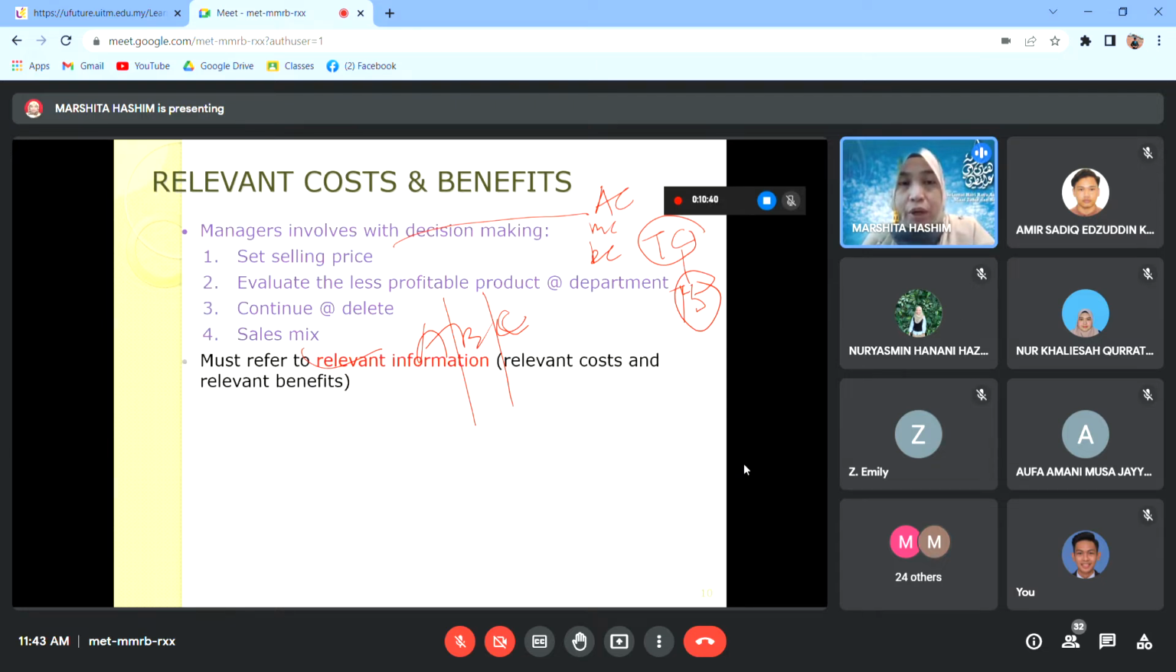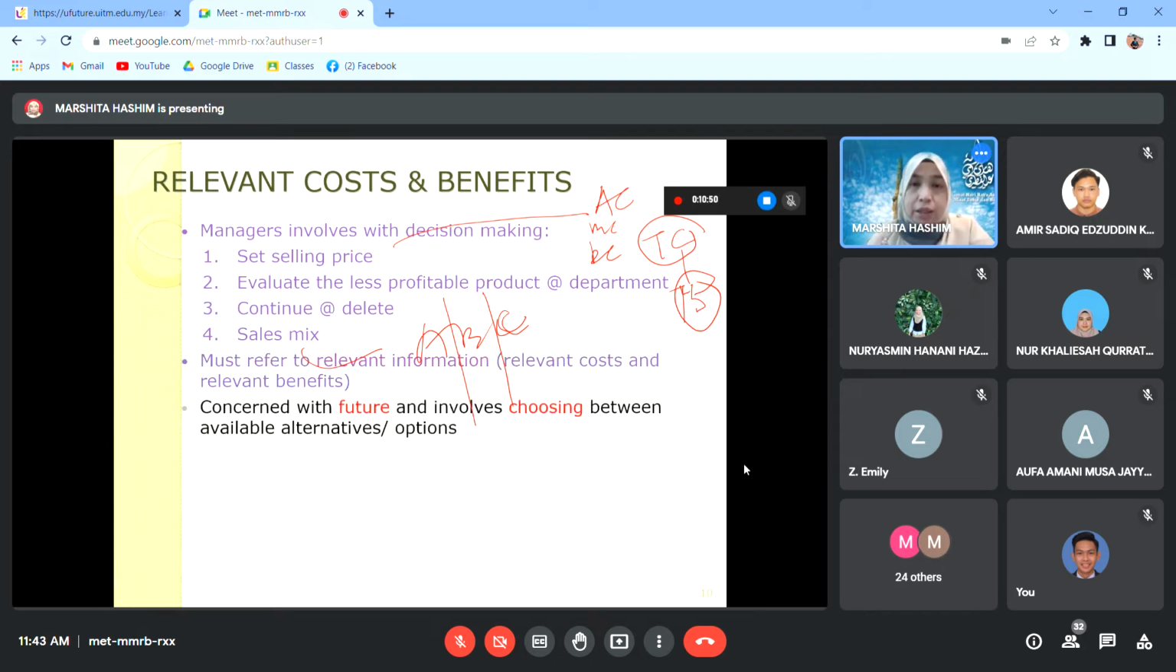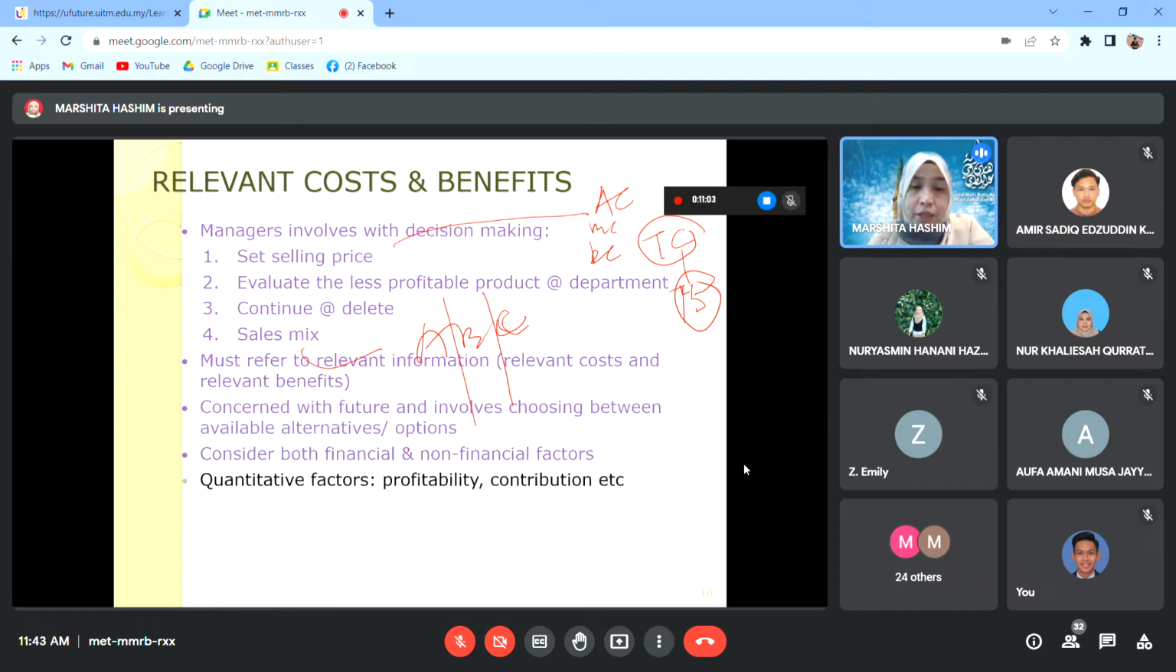For all these issues, when you make a decision, you must always refer to relevant information. Relevant information can be relevant cost or relevant benefit. Decision making is concerned with the future and involves choosing between available alternatives or options. When you make a decision, make sure you consider both financial and non-financial factors. Financial factors, as I explained earlier, refer to quantitative factors, for example profitability, contribution, sales revenue, anything that relates to RM or monetary value.